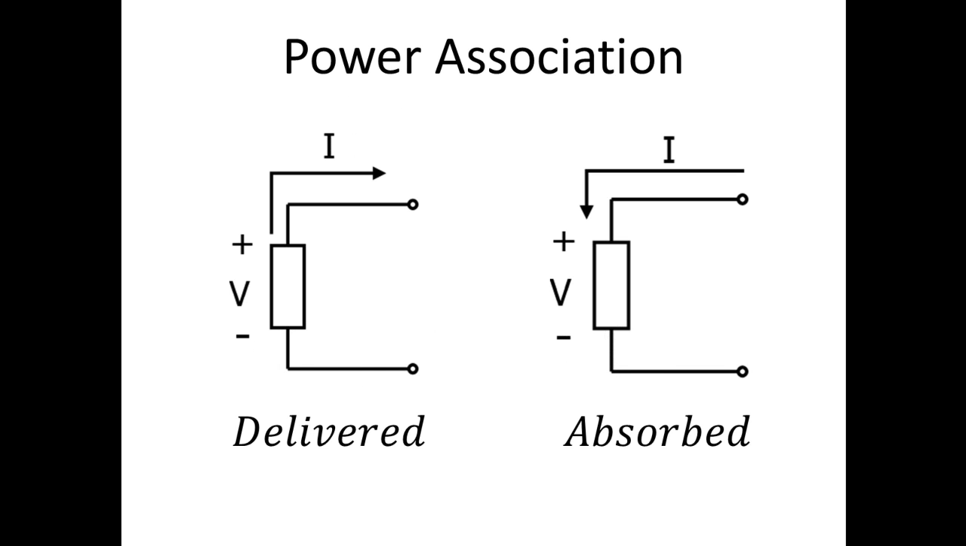When we talk about power association, we are determining whether or not an element in the circuit is delivering power or absorbing it. The power is always calculated by the voltage across the element multiplied by the current through the element, but if the current flows out of the positive side of the voltage, then the element is delivering power. If the current flows into the positive side, it is absorbing power. This will make a little more sense after we work a couple examples.